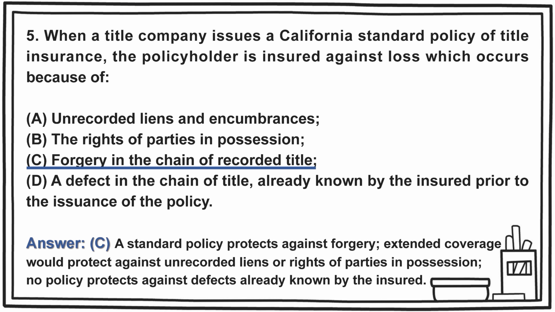Answer C. A standard policy protects against forgery. Extended coverage would protect against unrecorded liens or rights of parties in possession. No policy protects against defects already known by the insured.